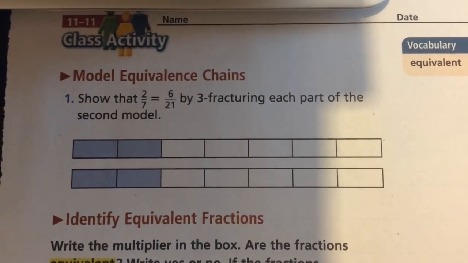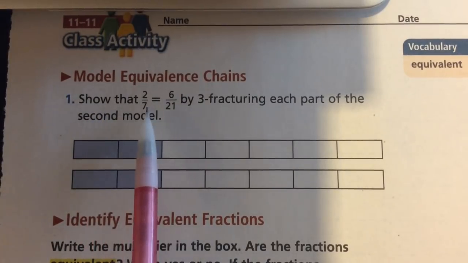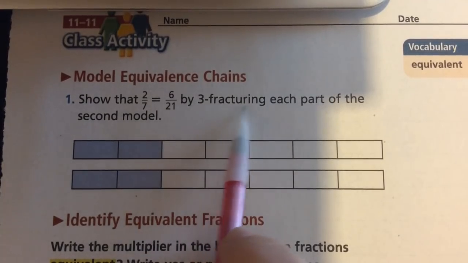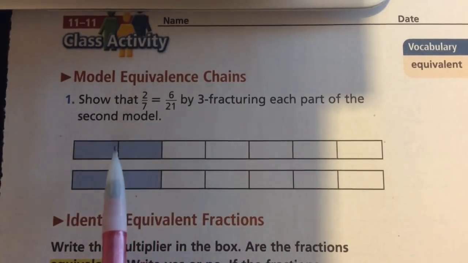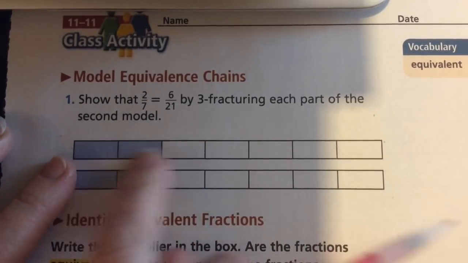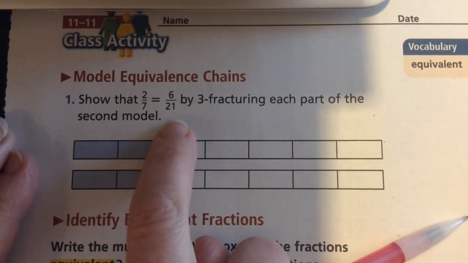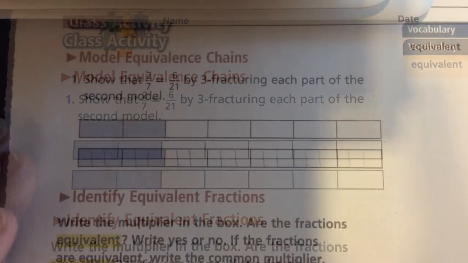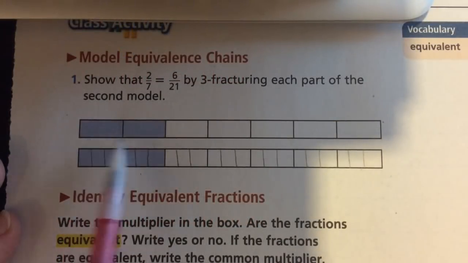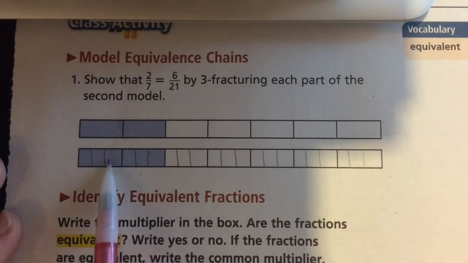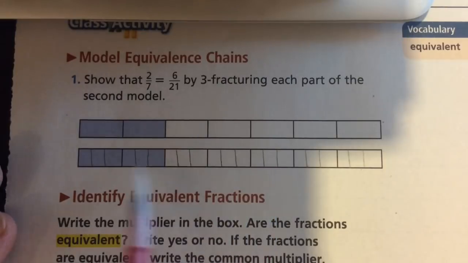So now, as you can see, I'm asked to show that 2 7ths is equal to 6 21sts, and it says by factoring each part of the second model. So right here, you're going to see that there are 2 already of 7 pieces. And here there's that same 2 of 7 pieces, but they want me to make it into 21 pieces. Okay, so you can see here that I've factored each one of the 7 boxes into 3 more pieces, which now gives me 21 spots altogether.